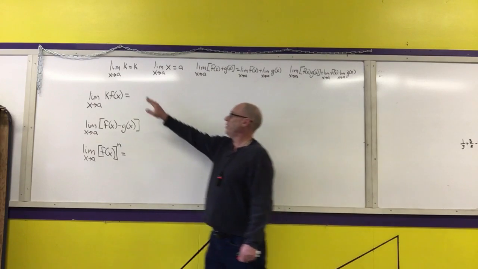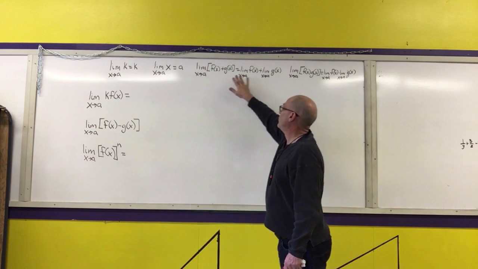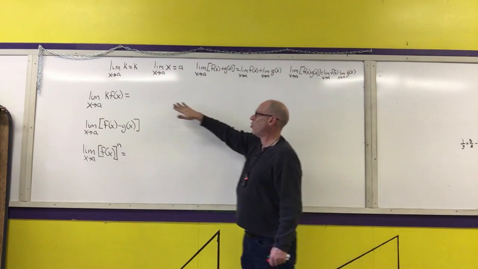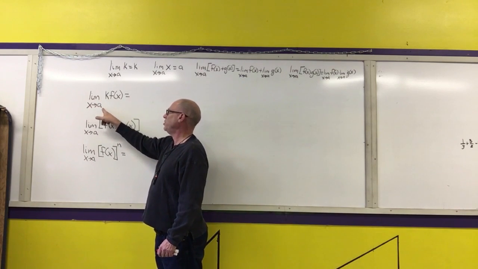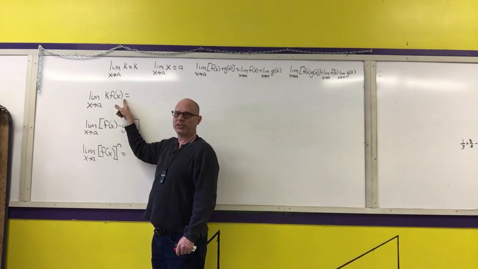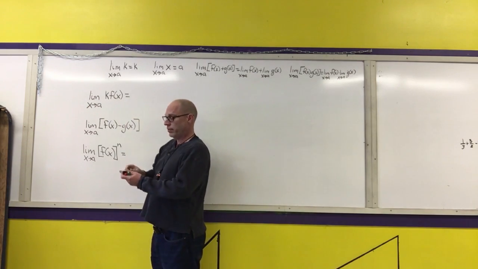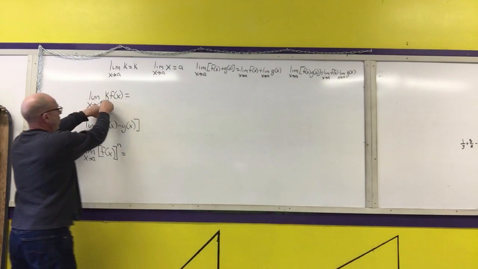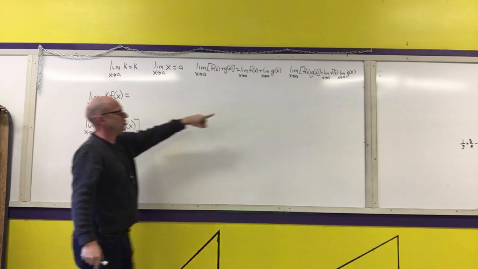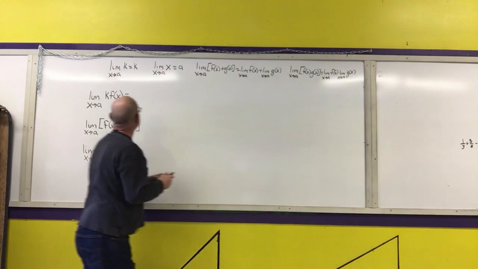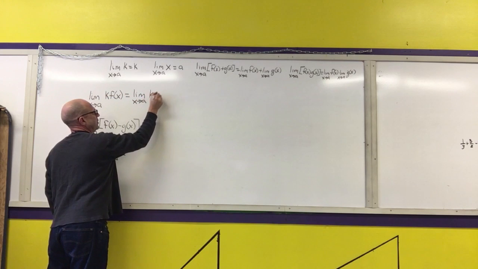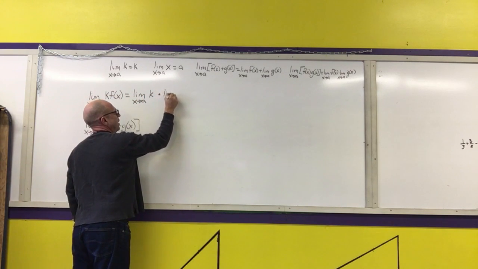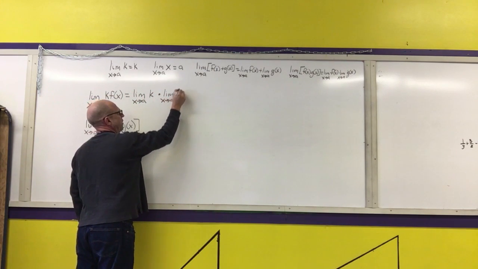We're going to use our previous four items from definitions of limits to come up with some more properties of limits. The first one is we want to know what the limit as x approaches a of a constant times the function is equal to. Well, I know this is a product, k times f of x, so I'm going to use my limit of a product formula, and that gives me the limit as x approaches a of my constant times the limit as x approaches a of f of x.